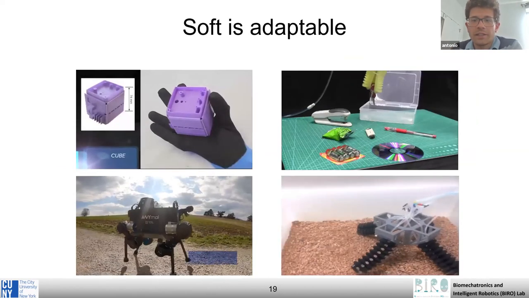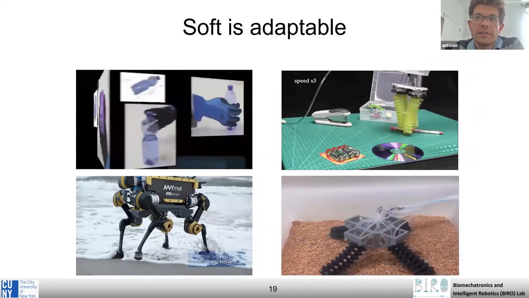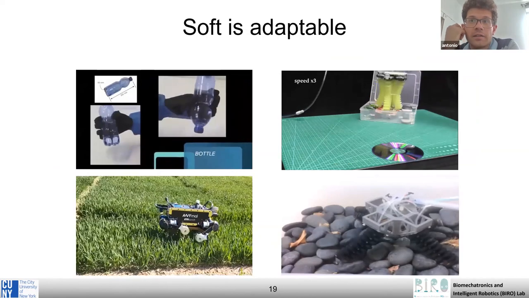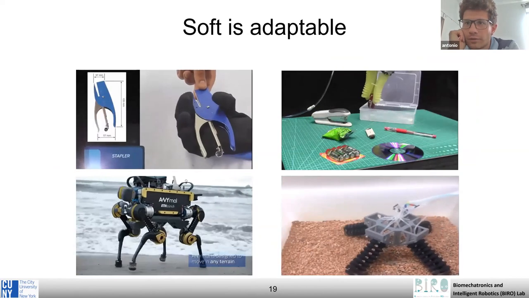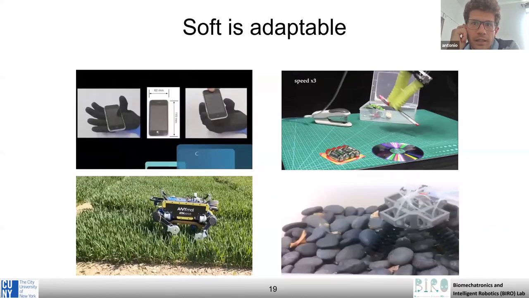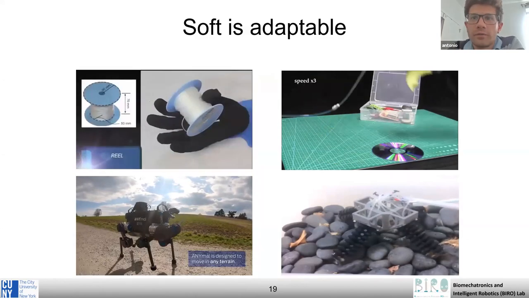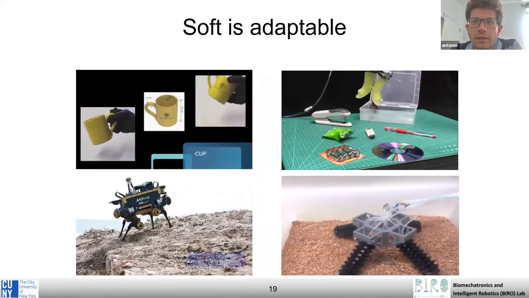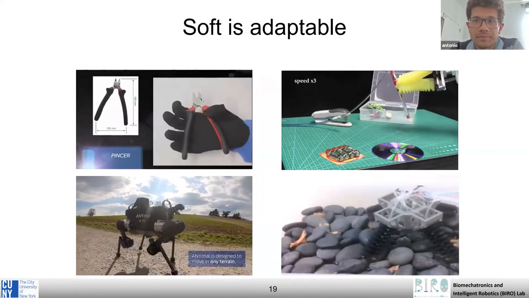And the other biggest advantage related to the softness is the capability to adapt to the environment, making soft robots suitable for grasping a wide range of objects and for navigating several kinds of terrains. And thanks to this property, soft robots don't have to calculate their movements as precisely as hard robots, because part of this computation is done by their body.